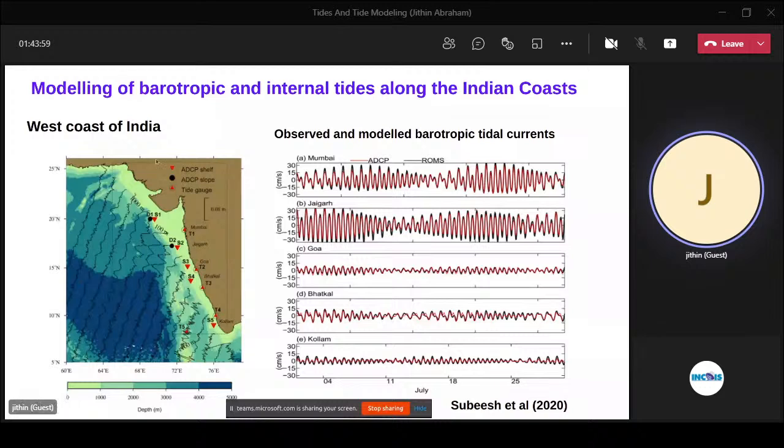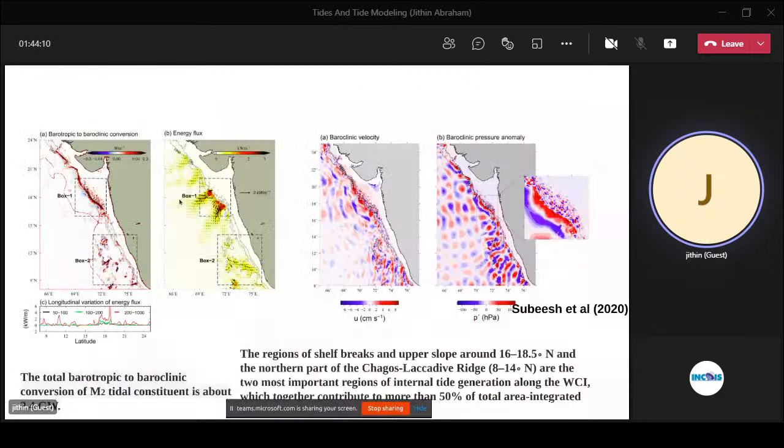So this modeling work, conducted by Subish, shows that most of the barotropic to baroclinic conversion, the internal tide generation, occurs over this area in the northern part, the continental slope, and also the steep topography associated with the Lakshadweep islands. These two areas are the potential internal tide generation sites on the west coast of India.